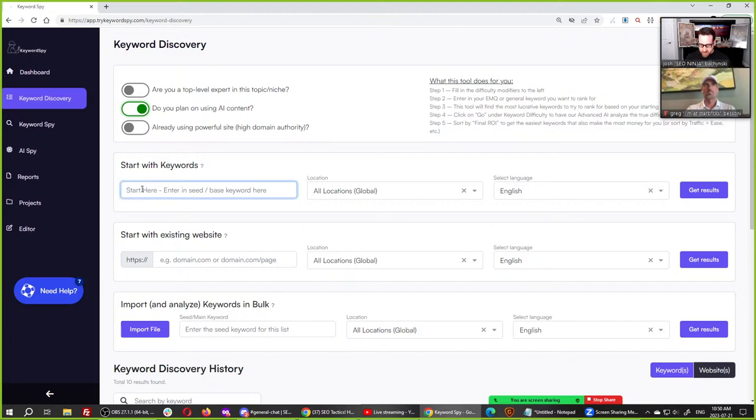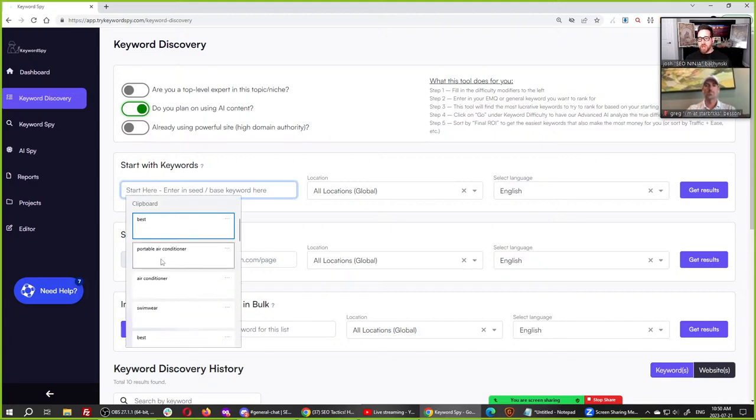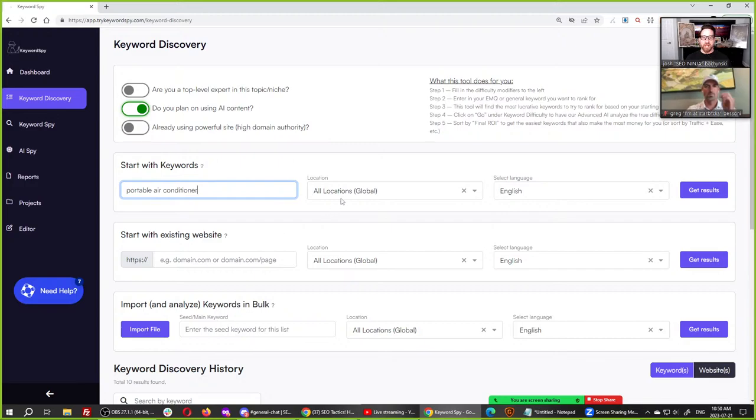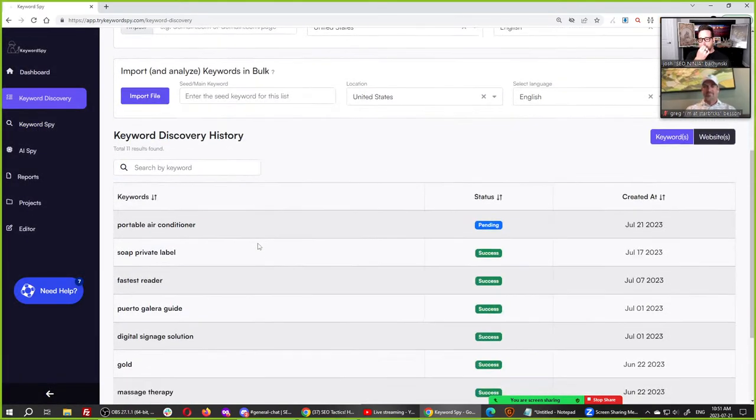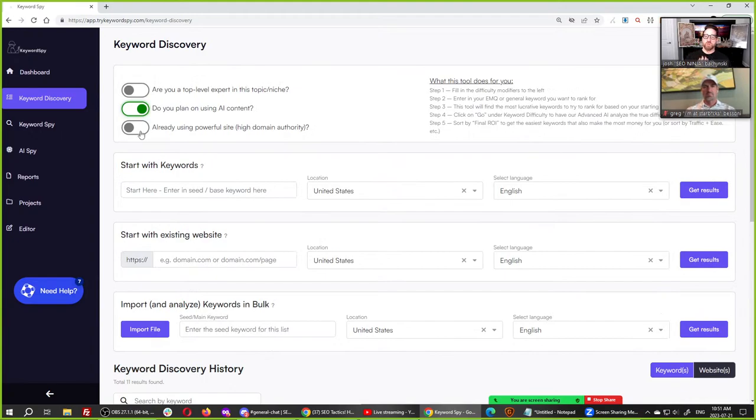Okay, so let's start this off. The first one I have here is portable air conditioner. We're gonna run that on all locations globally. Actually, you know what? We're gonna do that in the United States because, quite frankly, you might have trouble shipping those things overseas. So we'll just presume in this business, it would be United States. And I'm gonna say get results. So that is started down here already, portable air conditioner. Now I'm going to do the next one.